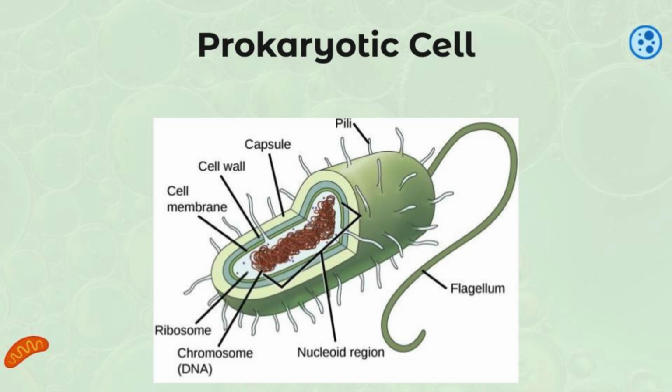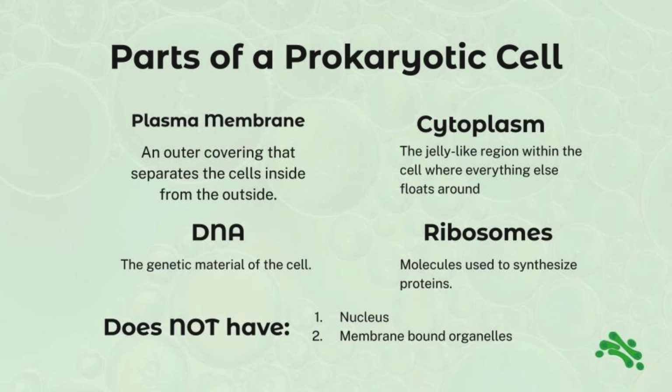So this is a typical prokaryotic cell. We can see that it has the cell wall and the capsule to protect it, but inside there's not a whole lot going on. We've got that plasma membrane. The cytoplasm is the jelly where everything's floating around. We've got our DNA, which is that spaghetti-looking stuff you saw, and then the ribosomes to help make proteins, because they do still need proteins. It does not have the nucleus, it does not have organelles.